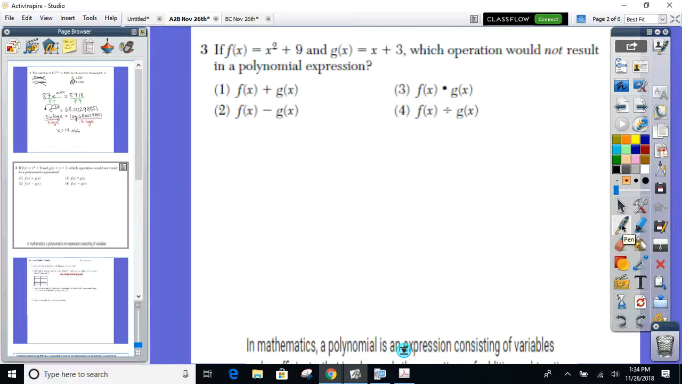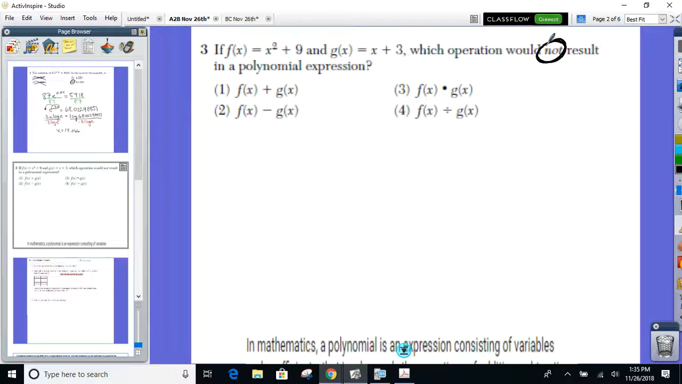I've got x squared plus 9 and x plus 3. Which operation would not result in a polynomial expression? Well, here's the good news. I'm not going to ask you to add, multiply, subtract, and divide all those two. You've got to know what a polynomial expression is.